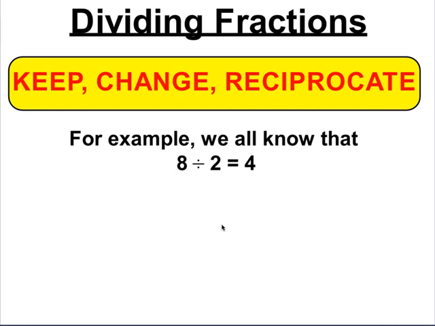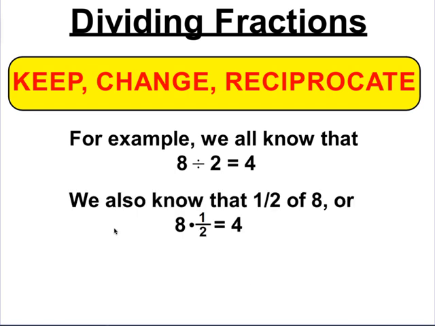So here's why this works. We all know this problem here. 8 divided by 2 is 4. If you don't know the answer to this problem, you might need to brush up on your multiplication tables. One other thing we know, though, is that 1/2 of 8, if you cut 8 in half, this is how you would write the math problem out for that. If you cut 8 in half, the answer is also 4. So 8 divided by 2 is 4, and 8 times 1/2 is 4.